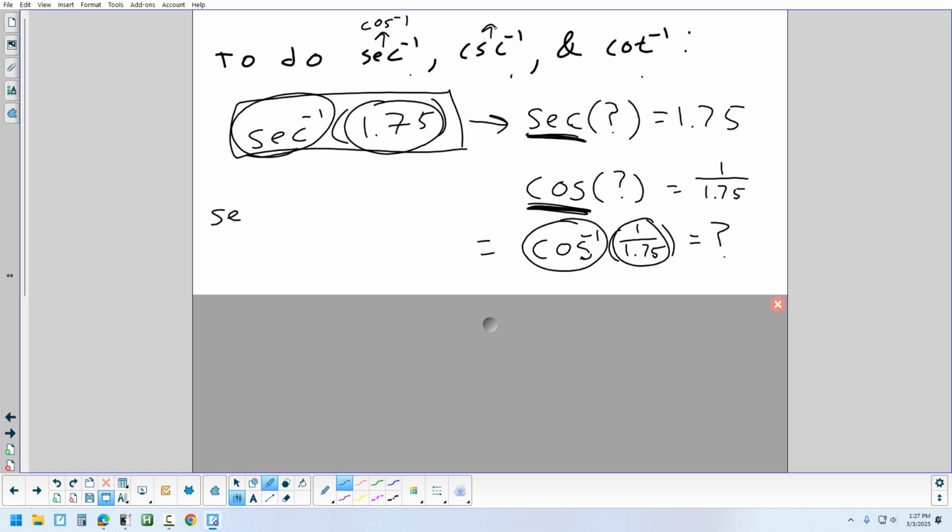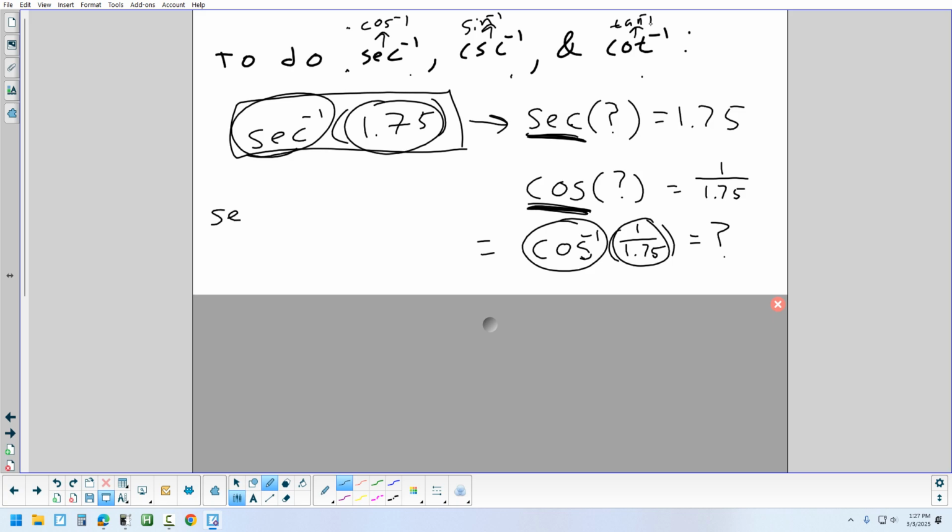Think about last week. Think about which one it's across from. Sine. Which one? Cosine? No, cosine and secant are across from each other. Sine. And then tangent and cotangent.